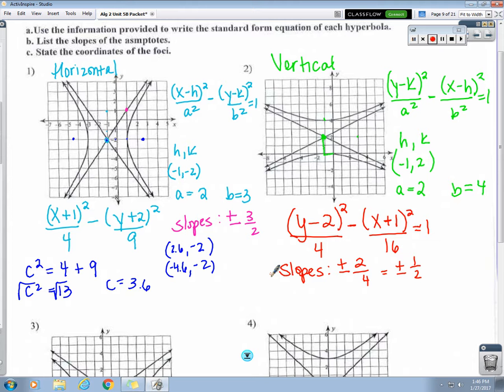Okay, for the foci, it's c squared equals 4 plus 16, because that's a squared plus b squared. That becomes 20. And what's the square root of 20? 4.5. But we're dealing with a vertical hyperbola, so you're going to go up and down 4.5 from the center of the hyperbola. So 1, 2, 3, 4.5, and then down 1, 2, 3, 4.5.